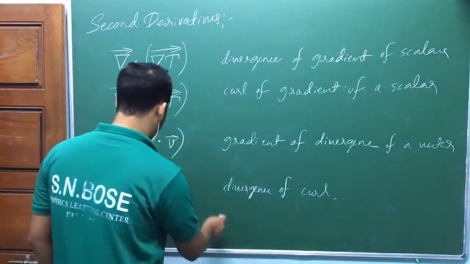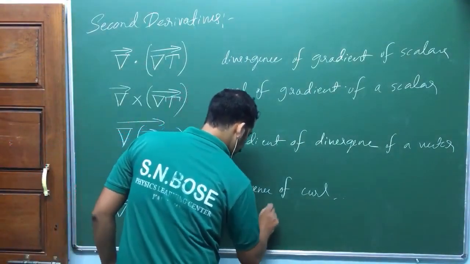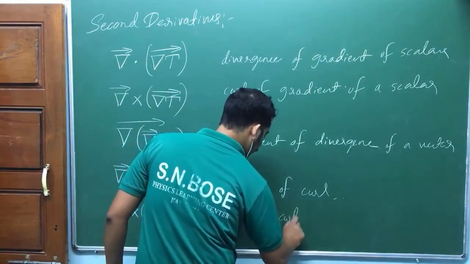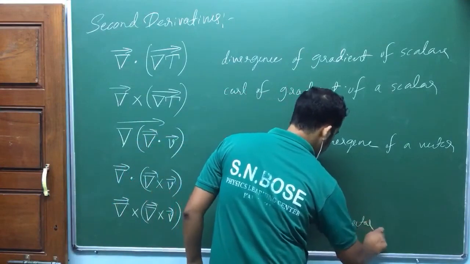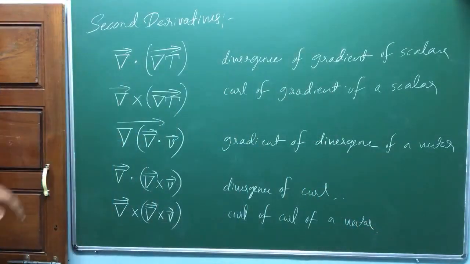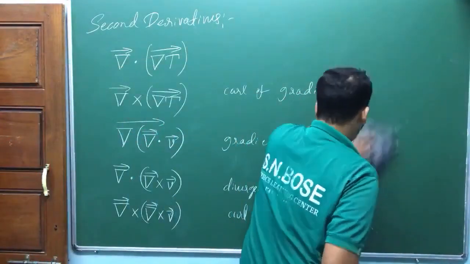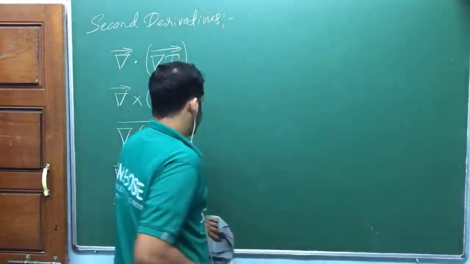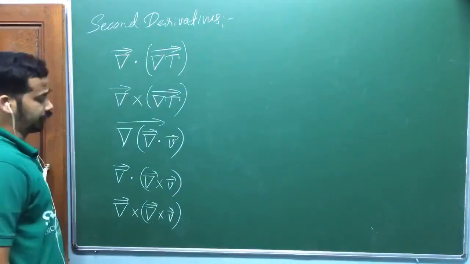Divergence of curl of a vector field, okay? Curl of a vector field, okay? Now we shall start with the first one. Is that okay? So divergence of gradient, okay? I hope if you see that one, you should be able to name what kind of derivative these are, okay?